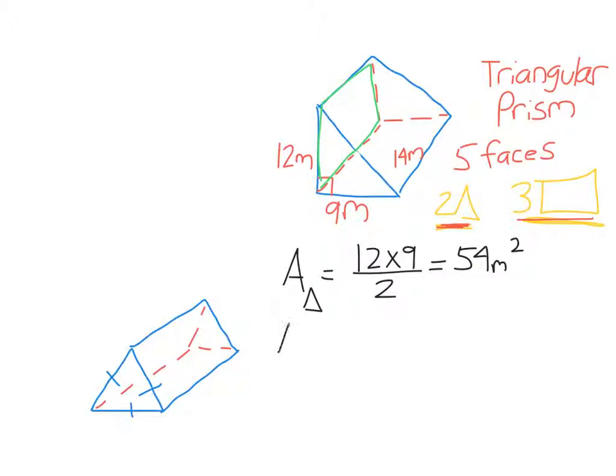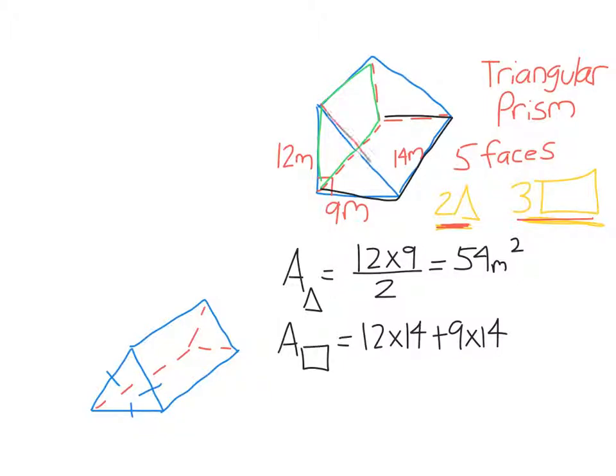So the area of the rectangles, the first one is 12 by 14. If we look at the one at the bottom, this one here, that is 9 times 14. Now to find the third one, which is the one sort of at the top here, we need to find this length here, the hypotenuse of the right-angled triangle. So that can be done using Pythagoras.